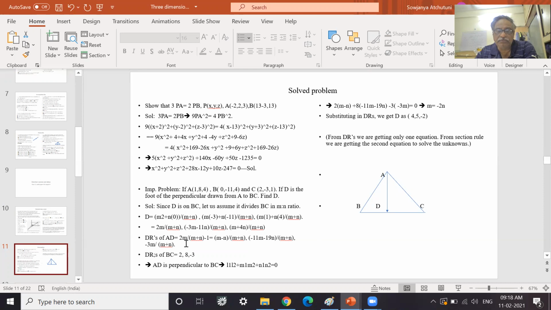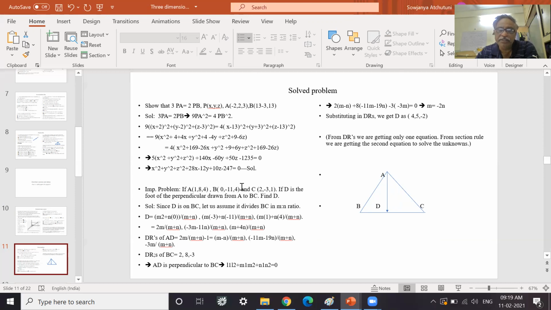2m minus m is m minus n. M minus n by m plus n. Similarly, the other: minus 3m minus 11n minus 8 by m plus n, minus 8m minus 8n. When we simplify it, I am getting these 3 points.